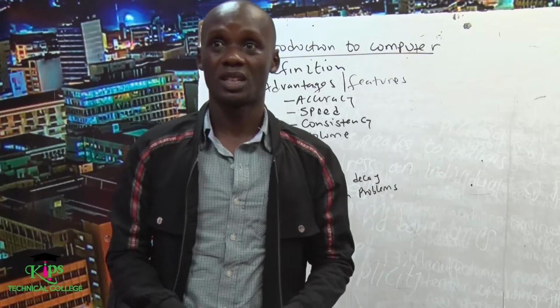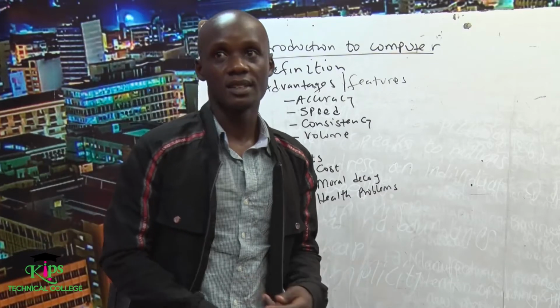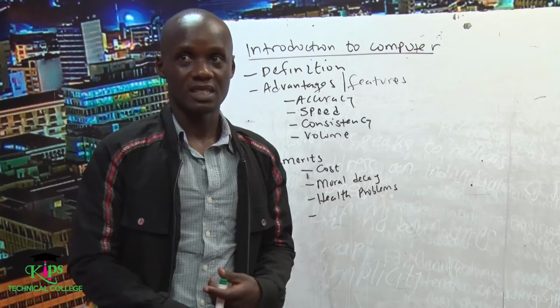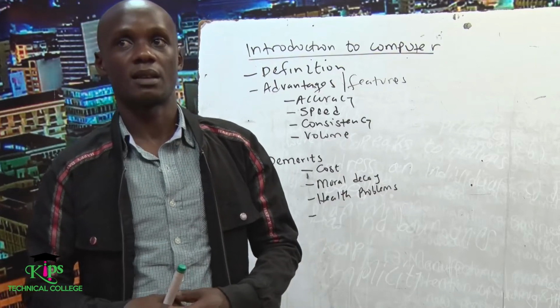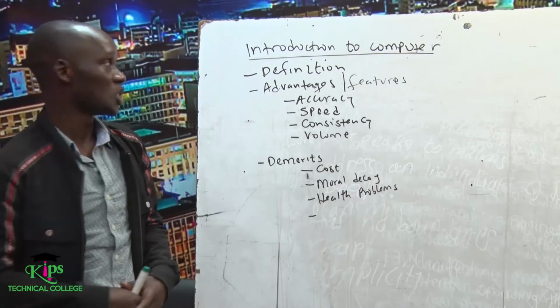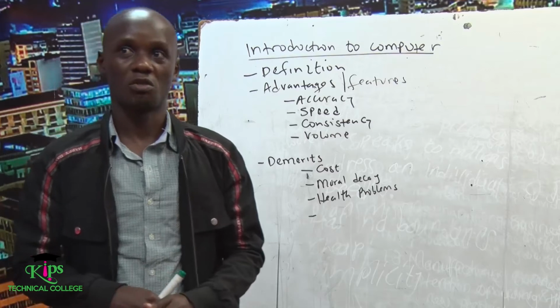So the term computer refers to an electronic device that acquires data, converts that data into meaningful information, keeps that information for some time, and disseminates the information for future reference or in making decisions. So basically we define a computer basing on the four major functions of our computer.